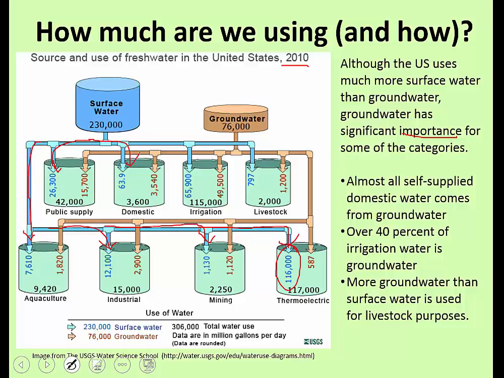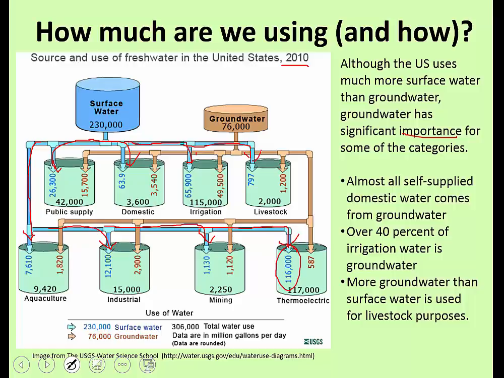Surface water is used a little bit for domestic use, so for houses, people who are on wells and whatnot. Irrigation is a fairly large use of surface water. Irrigation's for crops. And then livestock use just a little bit.